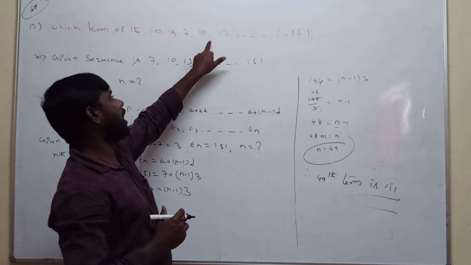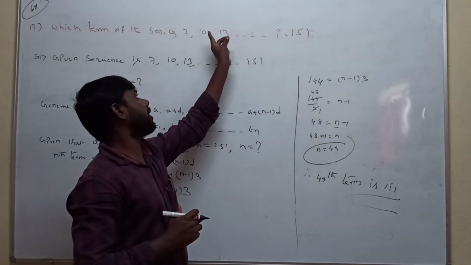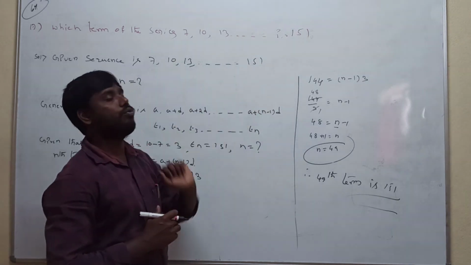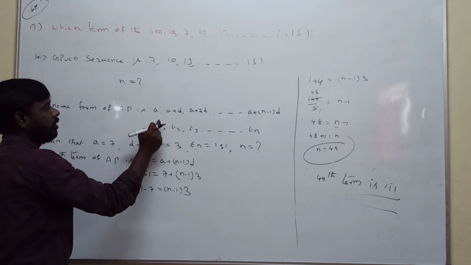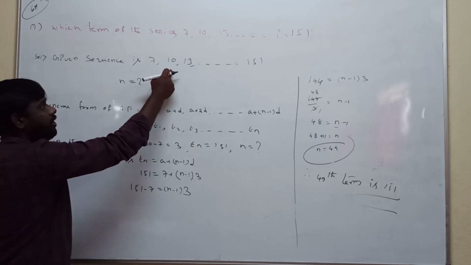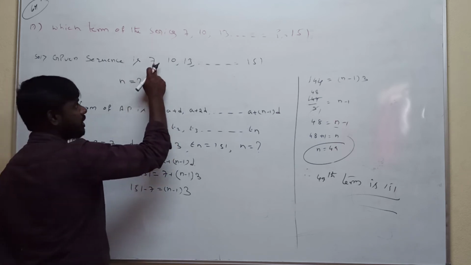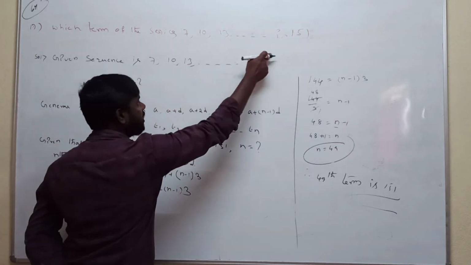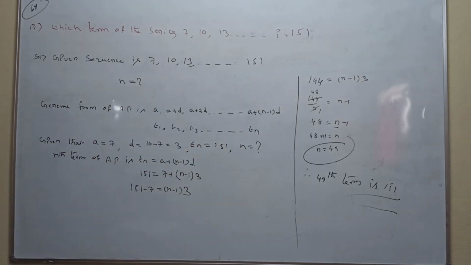7, 10, 13, and so on. Here, 151 is which term? The first term is 7, so the first term is denoted by small a. Small a is equal to 7. Common difference: what is the common difference? 10 minus 7 is 3. So first term, second term, third term, nth term. The nth term we are writing as 151. The n value is not given, thus we are calculating the n value.